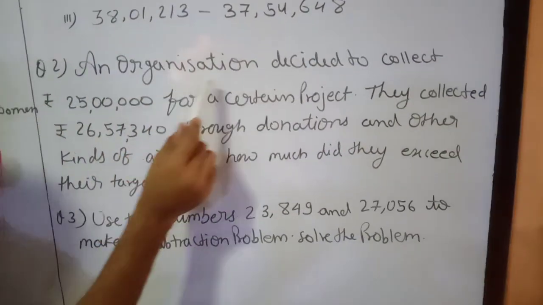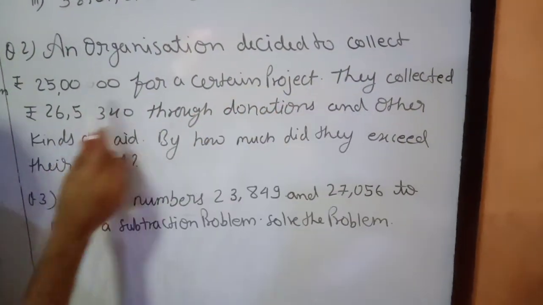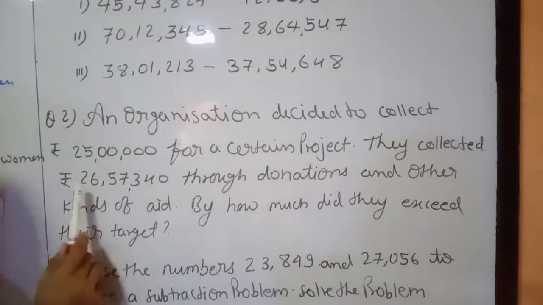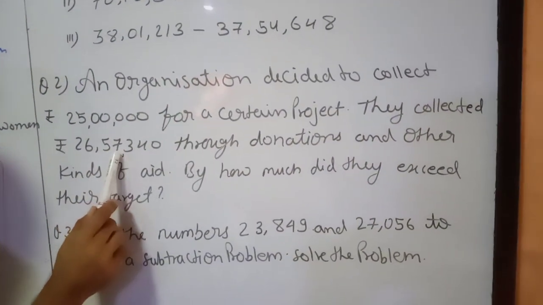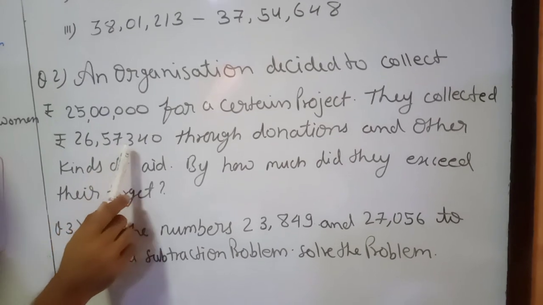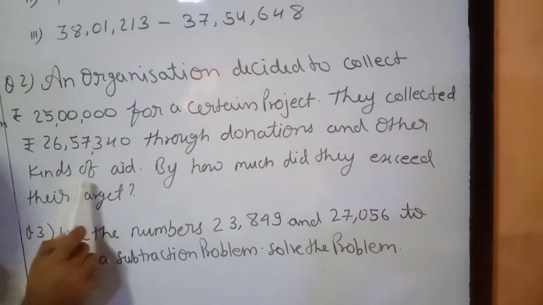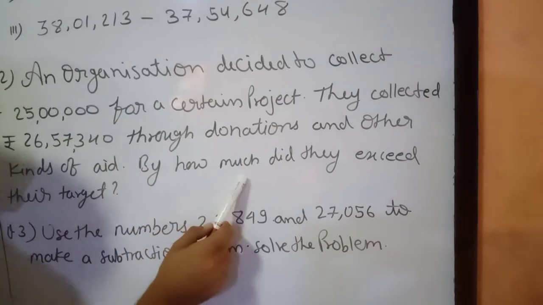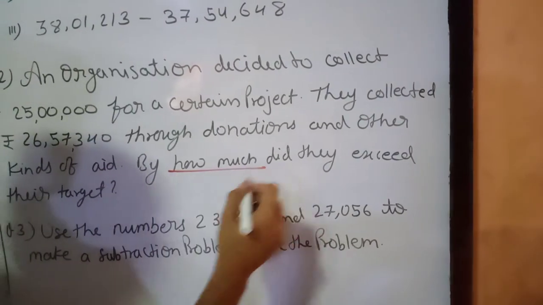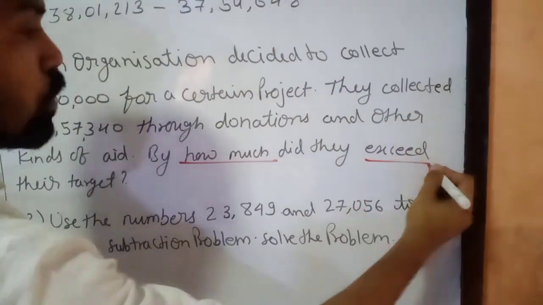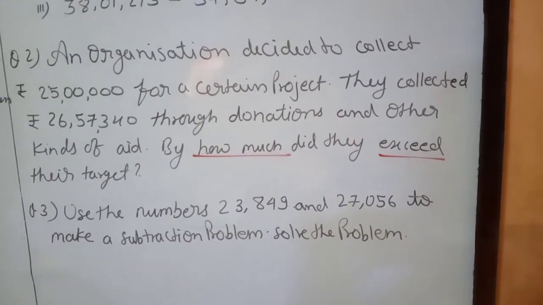An organization decided to collect rupees 25 lakh for a certain project. They collected rupees 26,557,340 through donations and other kinds of aid. By how much, means you have the subtraction, did they exceed the target? So you should subtract it and write the answer.